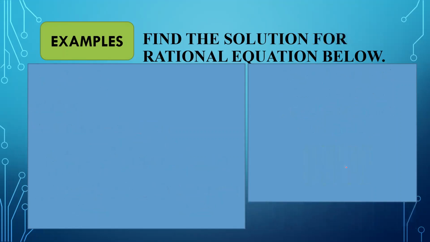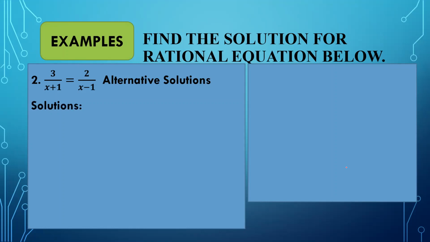So next, we have here the alternative solution for number 1. We have the same equation, 3 over x plus 1 equals 2 over x minus 1. But this one, we will use the alternative solution. Again, copy the original equation: 3 over x plus 1 is equal to 2 over x minus 1. So here, we can use cross multiplication. We will not find the LCD, but instead, we will use cross multiplication.